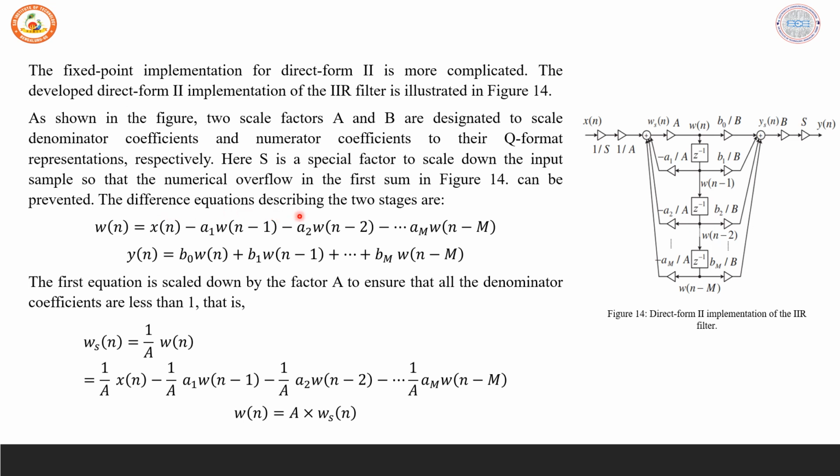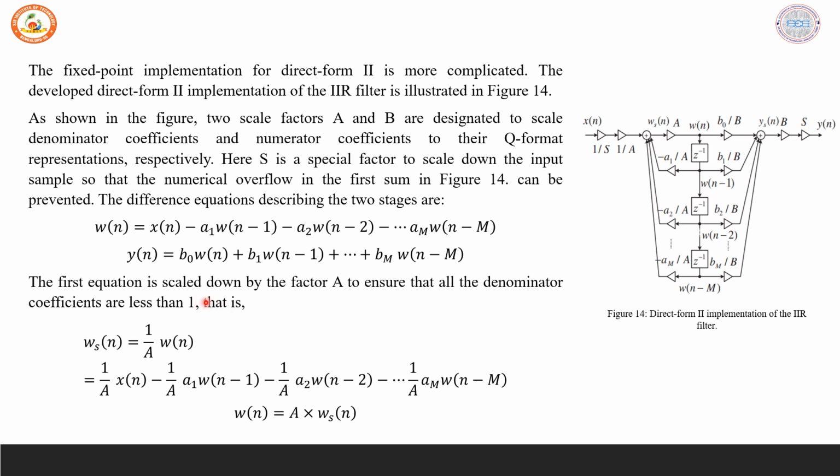The difference equations describing the two stages are as follows. First, we get an equation for w of n in terms of the input x of n and the previous values of w of n, which is w of n minus 1, n minus 2 and so on. The second equation tells us how to get the final output, which is y of n, from the scaled versions of w of n minus 1, w of n minus m and so on, which are scaled by the factors b0, b1 and so on till bm.